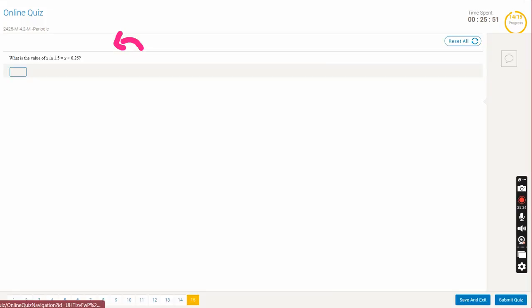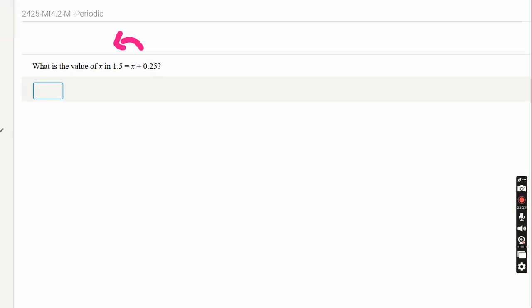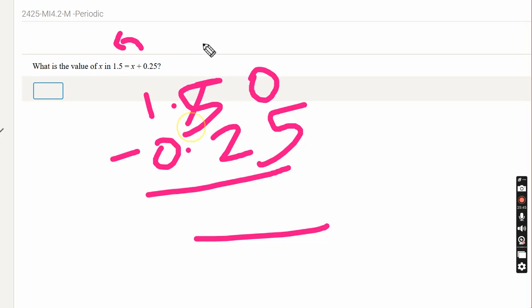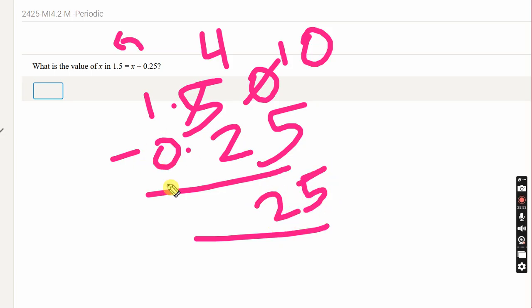The last question of this quiz and of this video. So 1.5 plus 0.25. You take minus 0.25 to the other side. The sign is already there. So 1.5 minus 0.25. Now you know that the larger number is 1.5. You subtract 0.25 like this. You put the 0 above. Make this 4. Make this 10. 10 minus 5 is 5. 4 minus 2 is 2. 1 minus 0 is 1. So 1.25 is your answer.